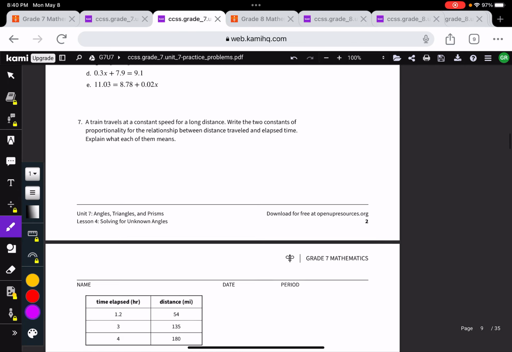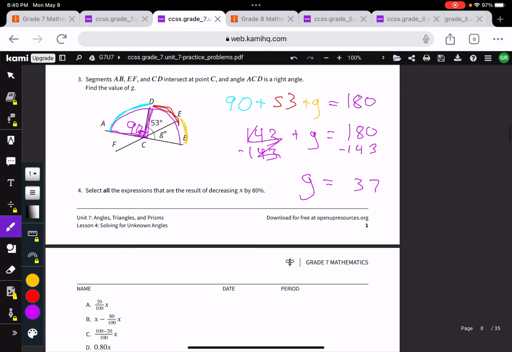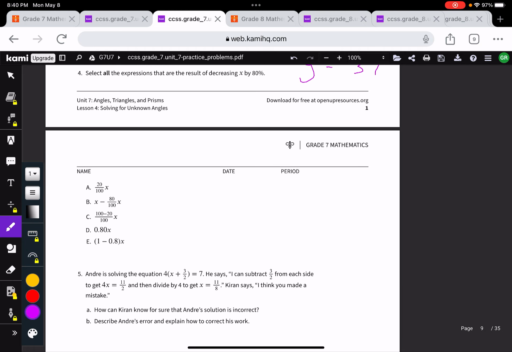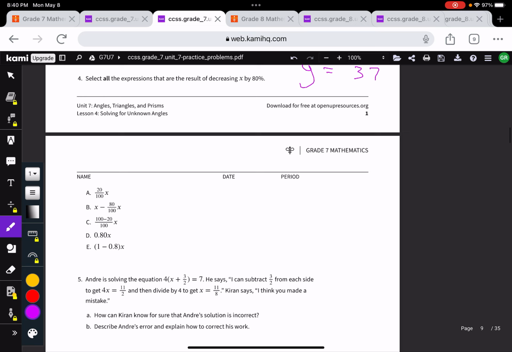What else we got? We got some more problems. More money, more problems. Number 4, select all the expressions that are the result of decreasing x by 80 degrees. Man, I love these types of problems.